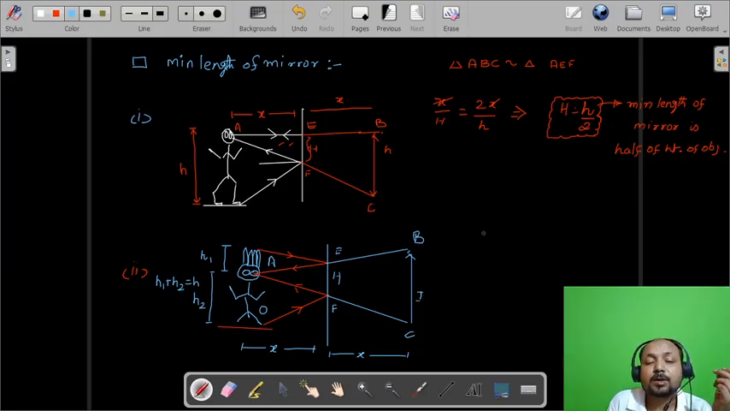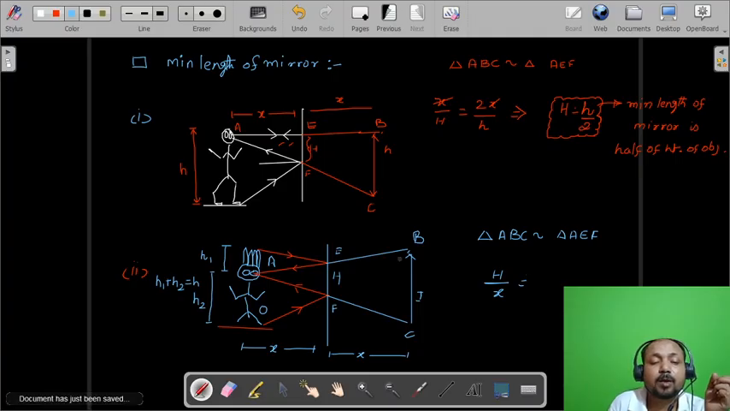Okay, this is the object, this is the image. So let us write the similar triangle property for triangle ABC and triangle AEF. Okay, AEF and ABC are similar to each other. So here we can also write H upon X will be equal to H upon 2X.